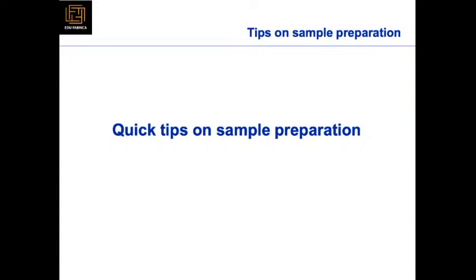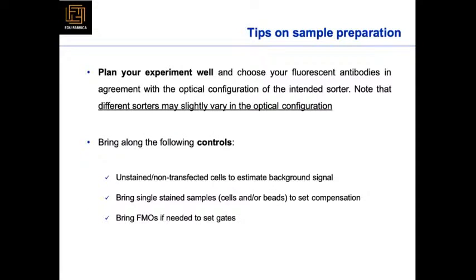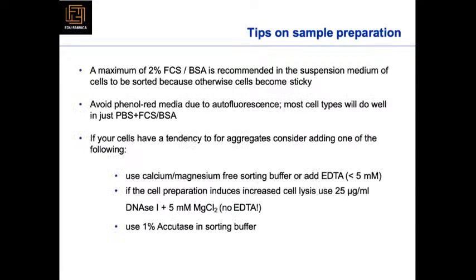So, quick tips on sample preparation. Plan your experiment well. Choose your fluorescent antibodies in agreement with the optical configuration of the sorter. Use unstained samples to estimate background signals. Bring single stained samples for compensation. A maximum of 2% FCS should be used in your experiments so that cells are not sticky. Avoid phenol red media because of autofluorescence. Use a calcium and magnesium free sorting buffer, or add EDTA to it. Use DNase and magnesium chloride, or also use 1% BSA in the sorting buffer.